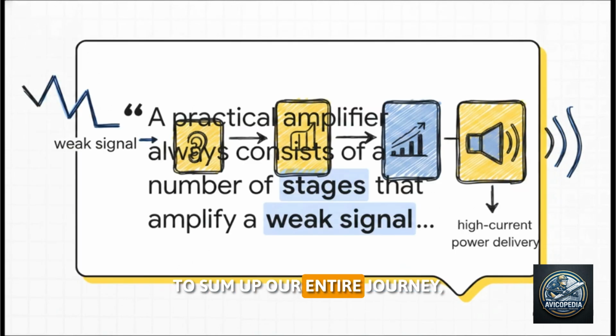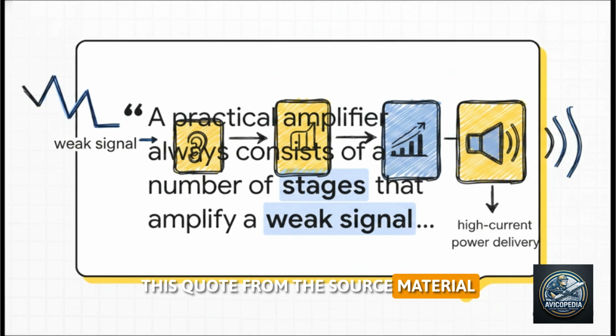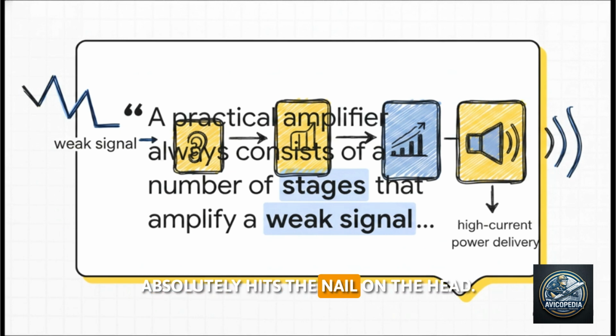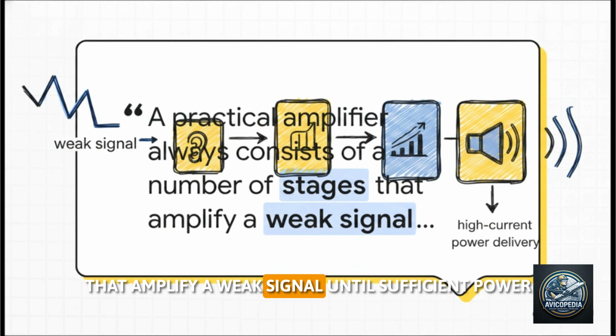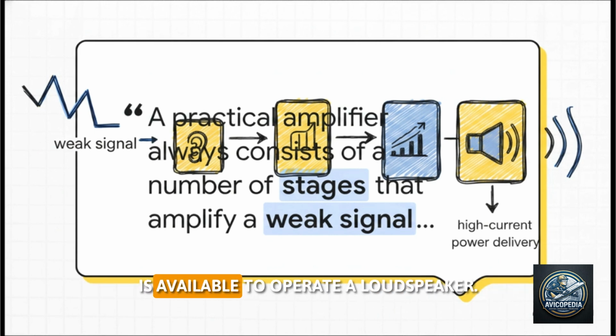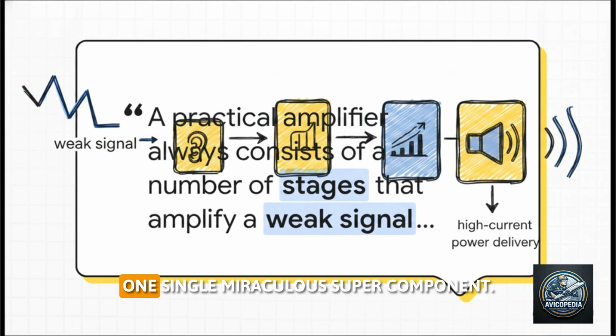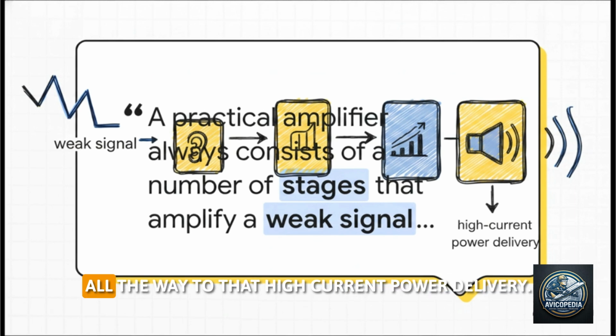To sum up our entire journey, this quote from the source material absolutely hits the nail on the head. A practical amplifier always consists of a number of stages that amplify a weak signal until sufficient power is available to operate a loudspeaker. The real magic here isn't found in one single miraculous supercomponent. It's all in the intelligent staging and the careful handoff of the signal, from a tiny voltage amplification all the way to that high current power delivery.